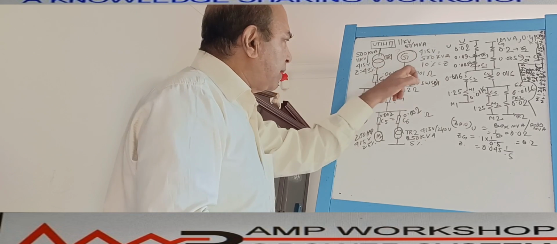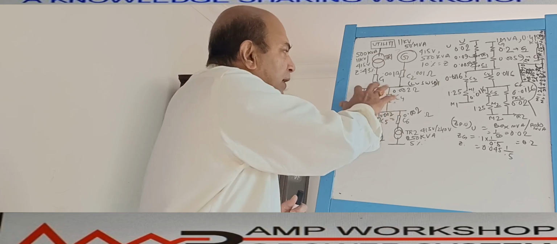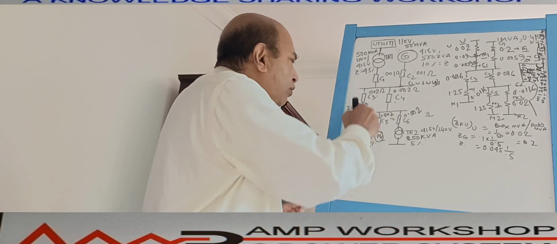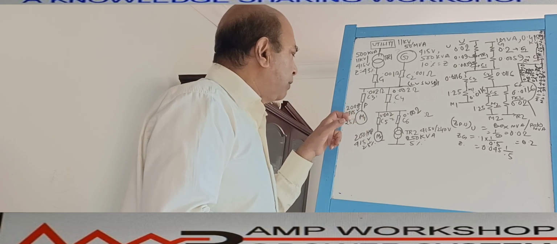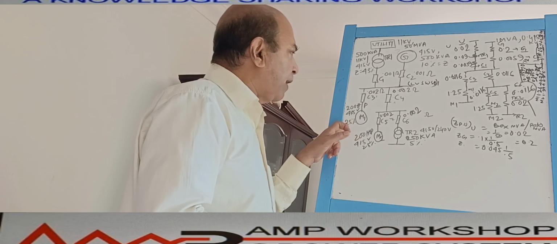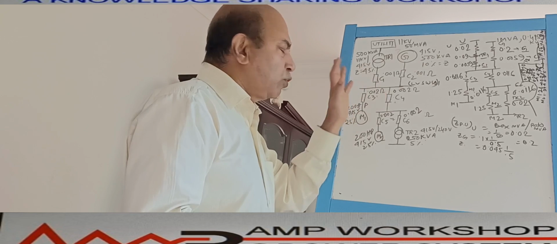Then there is a cable of the same size, and the impedance of the cable is 0.001 ohm, and then it is connected to the switchgear. From the switchgear one motor is directly connected, a 200 HP motor, 415 volt, and the impedance of this motor is 25%. It is connected by a cable, and that cable impedance is 0.002 ohm.